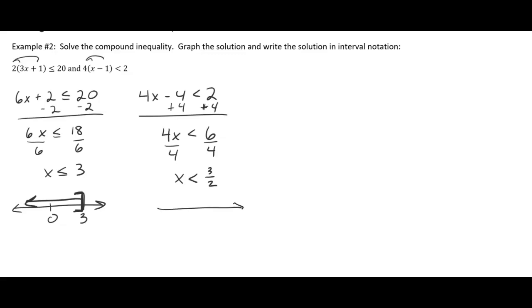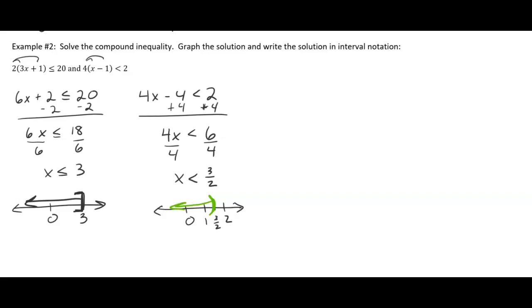And then if I were to graph that, what we usually do is we say, well, here's 0, here's 1, here's 2. If this is 2 and this is 1, 3/2 is going to be in the middle there, so it's like 1.5. And we want x to be less than that. Okay, so this one's going to be a little bit different, isn't it? X is less than 3/2.